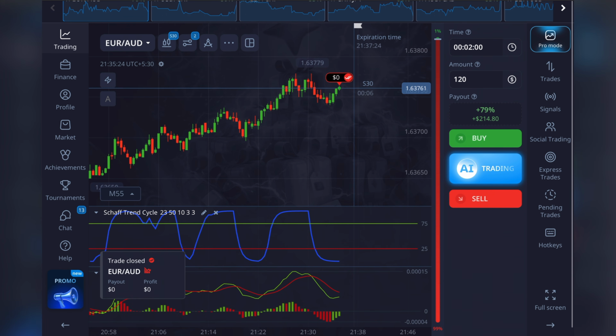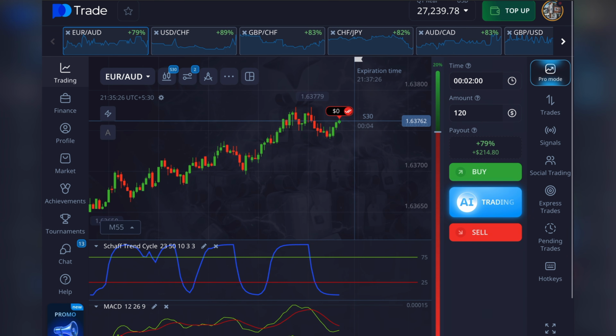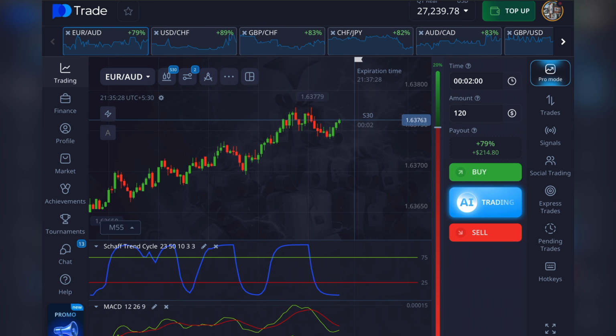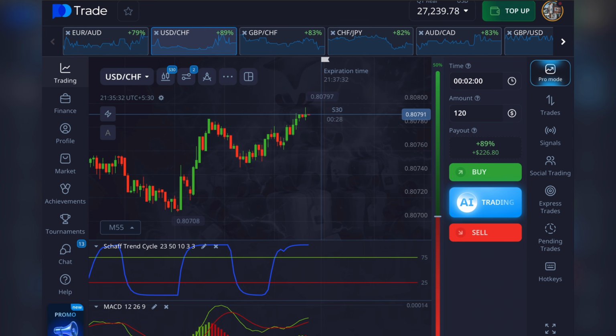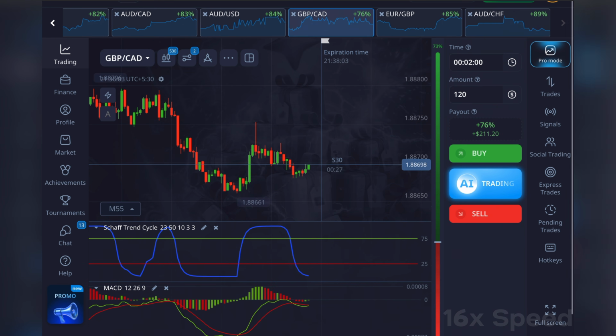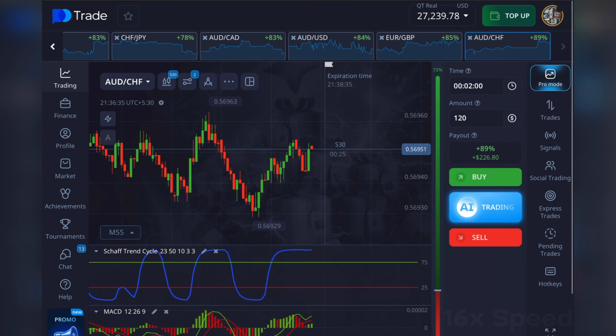So this setup did not close in the expected direction. The main lesson here is that the entry came a little late, even though both indicators were showing bearish momentum. This is a good reminder that confirmation is important, but timing matters just as much.